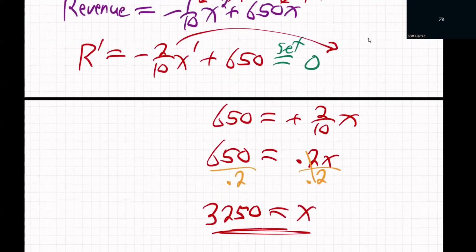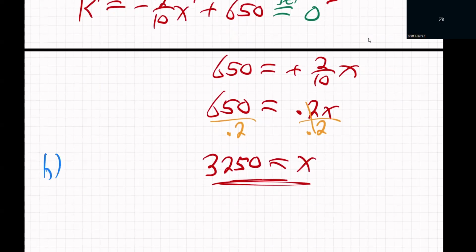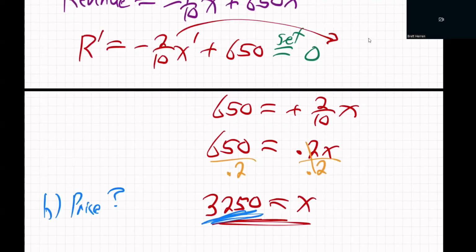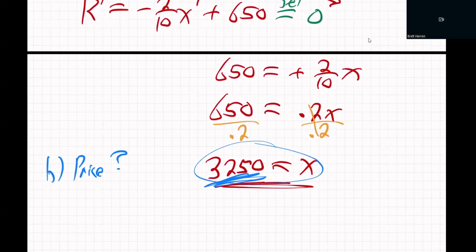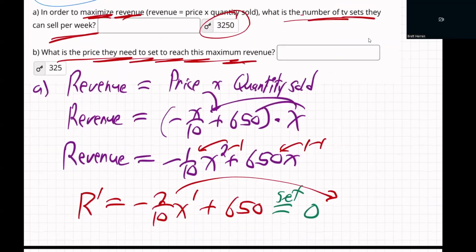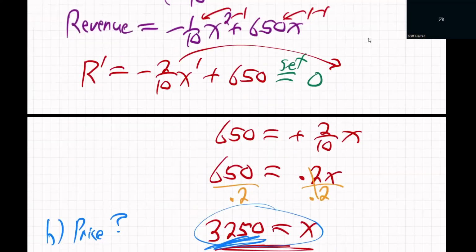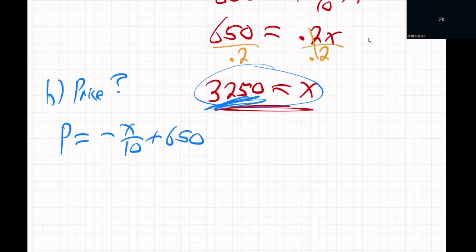So we need part B. What is the price they should set to get this maximum sales and revenue? Well, we have X. The relationship between P and X is right here. P is minus X over 10 plus 650, right? Yeah, plus 650. All right. So then this is my X. Let's plug it in.